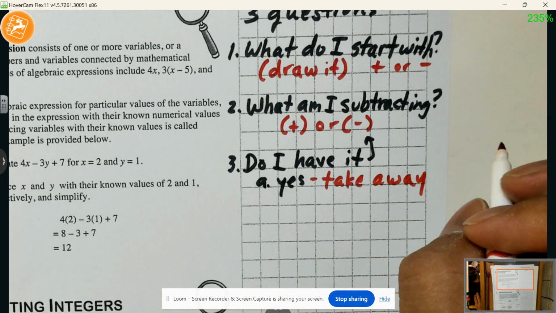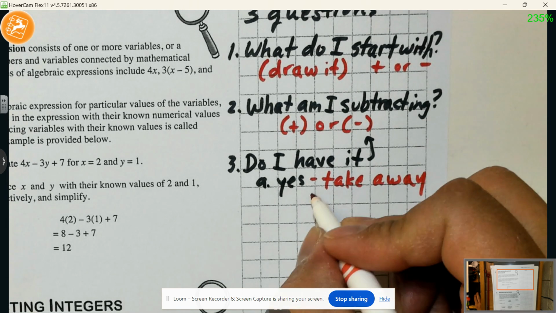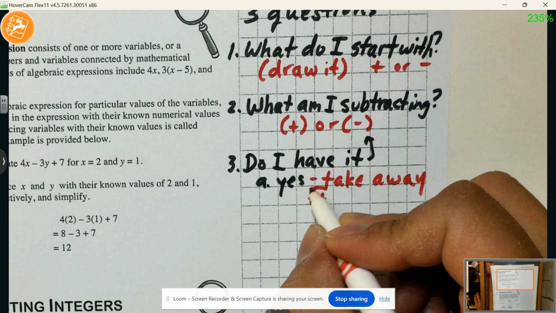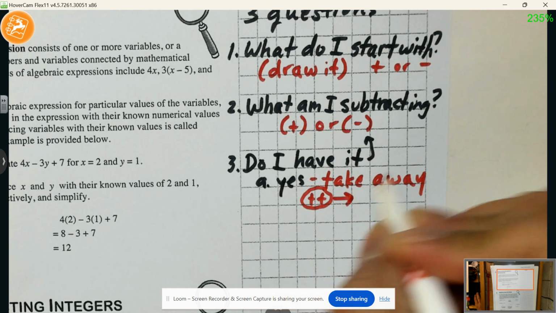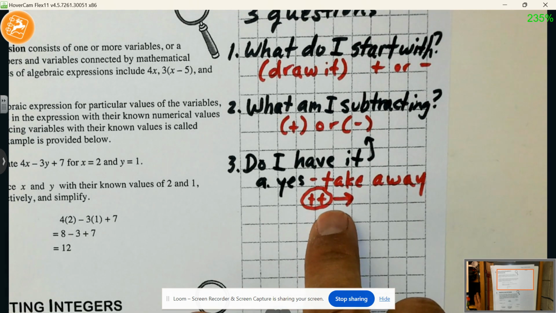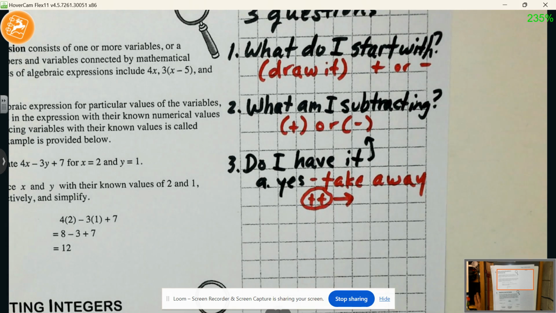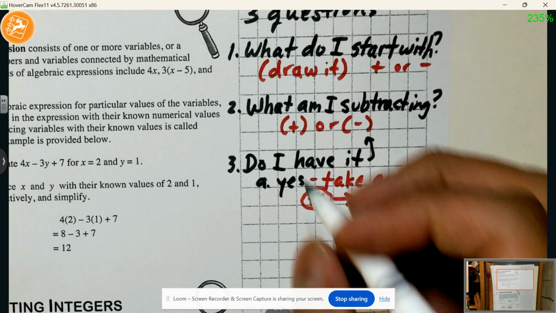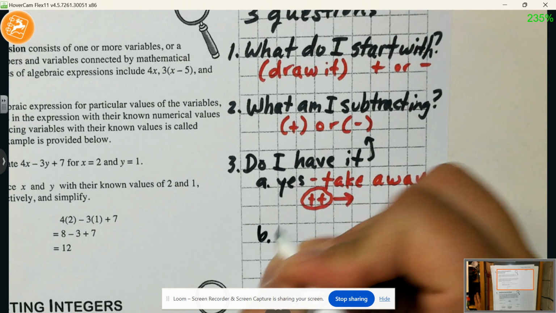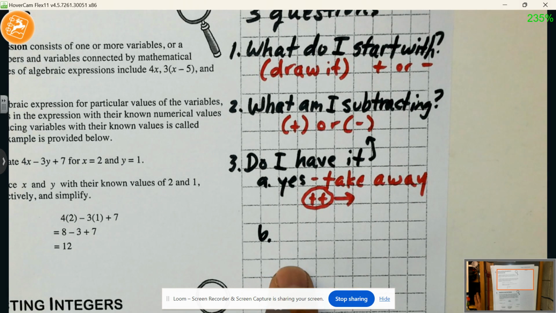Okay, and by taking away, I mean if you're taking away 2, you would just circle it and then draw the arrow. Okay, so that's what it looks like when you take away what you do have. Okay, now let's say your answer is no, I don't have the tiles that I'm going to take away.